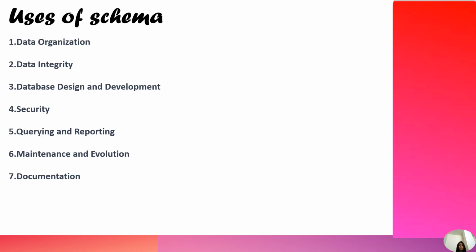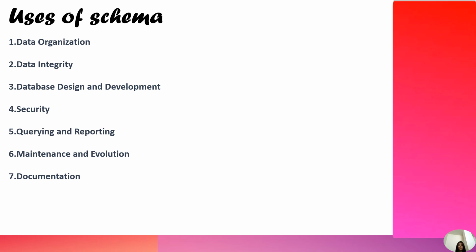Now let us see uses of schema. Data organization. Schema provides a structured way to organize data within a database. They define the tables, fields, relationships and constraints, creating a blueprint for how data is stored and accessed. Data integrity. Schemas help enforce data integrity by specifying rules and constraints.